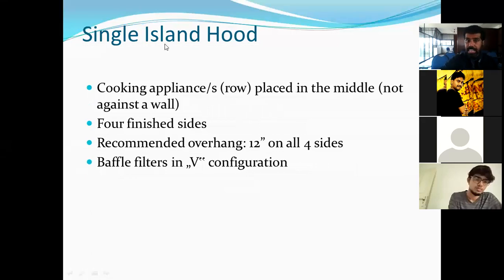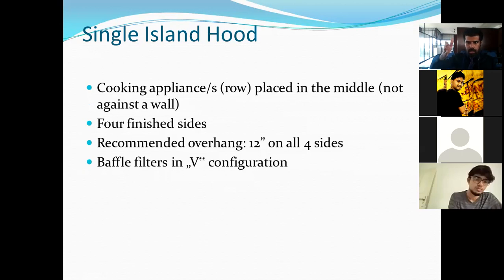Now coming to single island hood, cooking appliance placed in the middle, not against the wall. Okay, it is placed in the middle, that we already studied. 4 finished sides. So in wall mounted there were only 3 finished sides. Now when it comes to single island hood, there are 4 finished sides. Recommended overhang 12 inch on all 4 sides. Left side, right side, front and back, all overhang should be 12 inch. That is the recommended overhang.